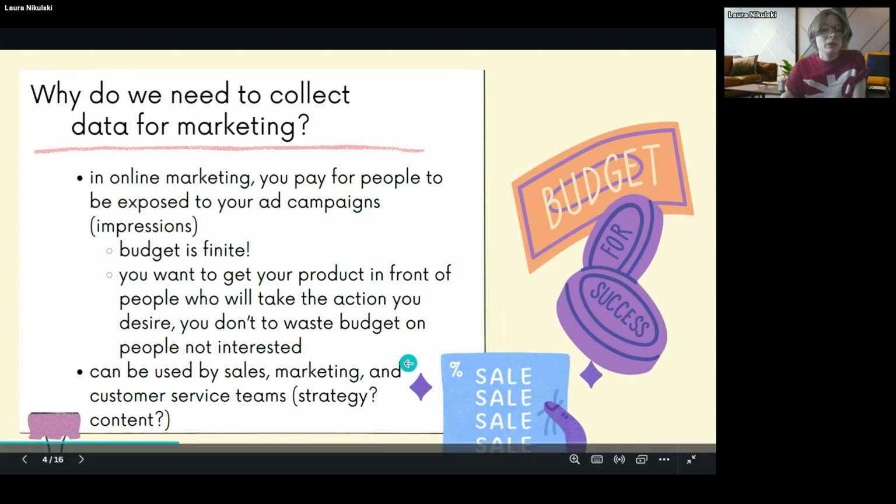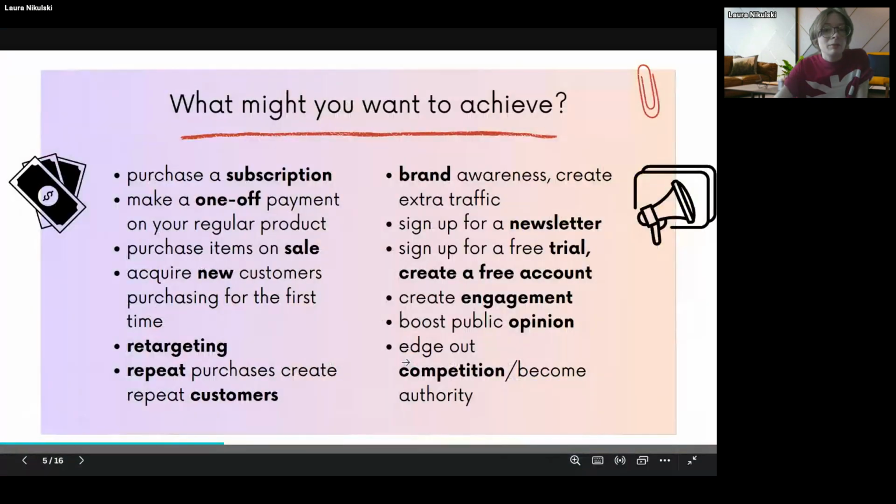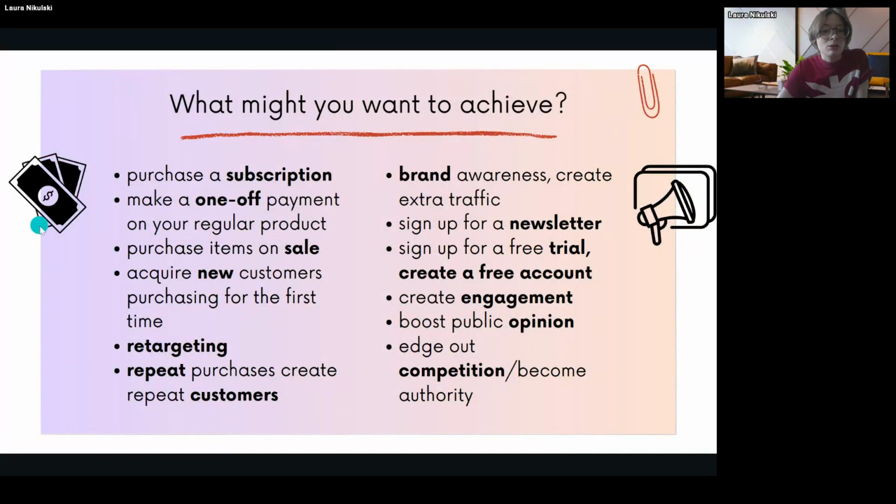Now, let's talk about some of the goals that you can actually have. And generally speaking, you can have these monetary goals, and you can also have these non-monetary goals. So let's say you are a subscription-based entity, you can have subscriptions, you can have one-off payments. On your regular stock, you can have, for example, something you want to get rid of, you can have certain sale campaigns, you can focus on just having new customers. So let's say, for example, you really want to push into a new market, you really want to focus on having people getting something for the first time.